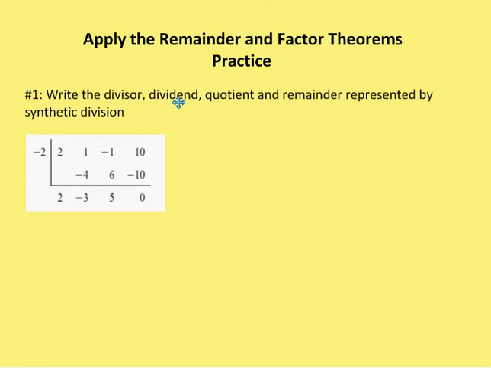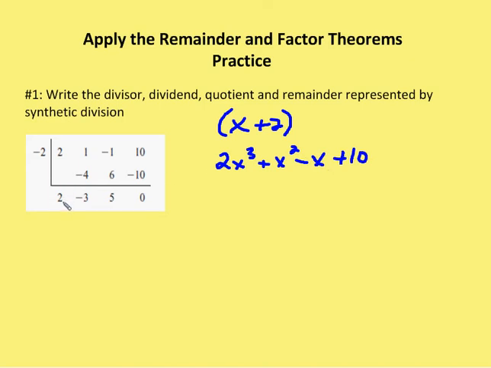I want to write the divisor, the dividend, the quotient, and the remainder represented by synthetic division. In this case, I have a -2 as my divisor. If I were to write it in long division form, it would be x plus 2. So here is my divisor. My dividend, I have 4 terms, and 10 is the constant. So I have 2x cubed plus x squared minus x plus 10.